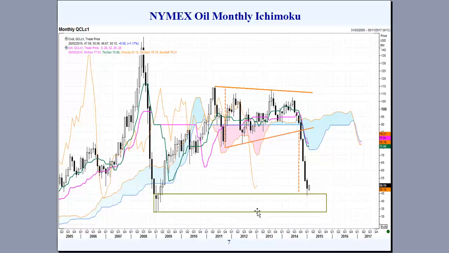Now, this rectangular box is the zone of previous support that the market tested back in 2008, from down around roughly 33.50, 34 up to about 45, and we've just traded down through that 45 level for this month's trading, and we've seen price rejection from there with a decrease in the size of the black body.